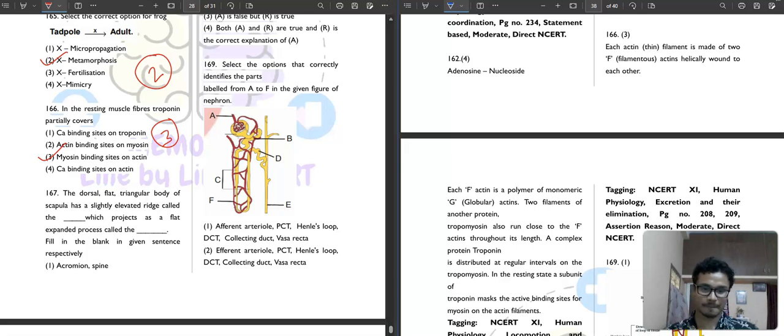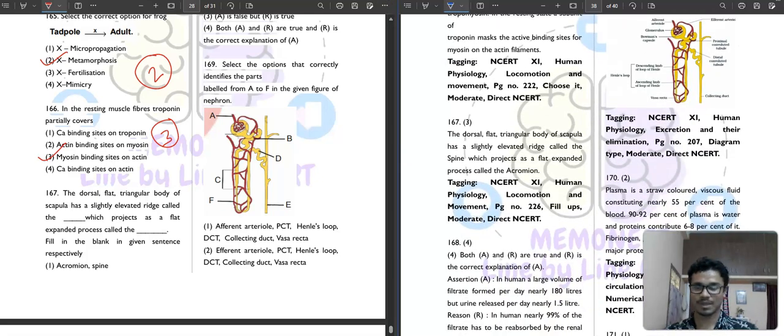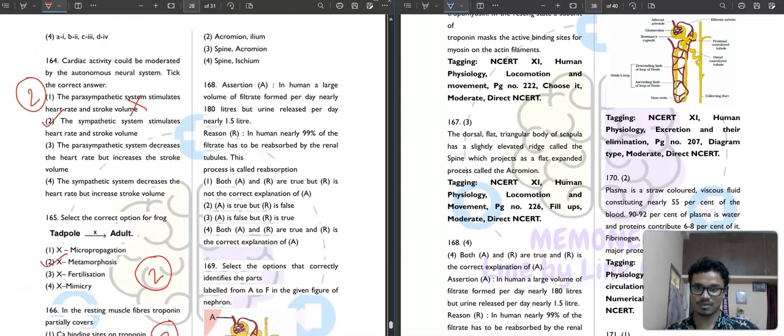167. It is saying that the dorsal flat triangular body of the scapula has a slightly elevated ridge called the spine, which projects as a flat expanded process called the acromion. The third option will be the correct answer. I will see this third option.